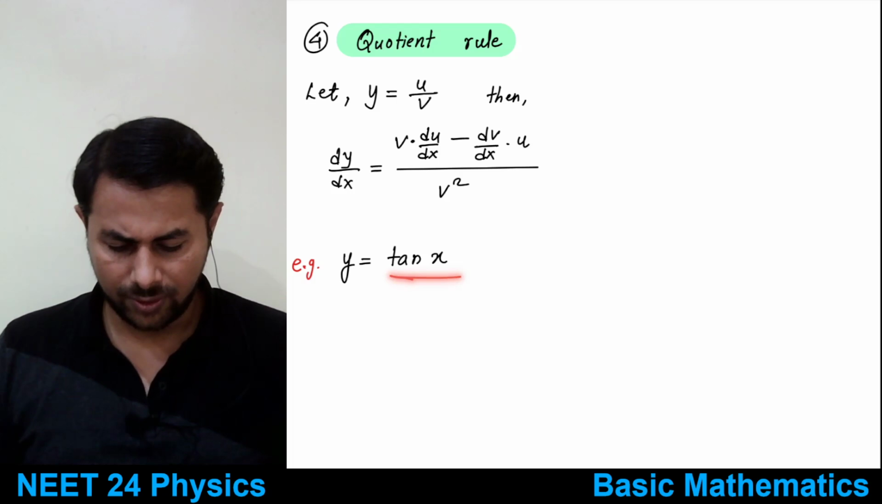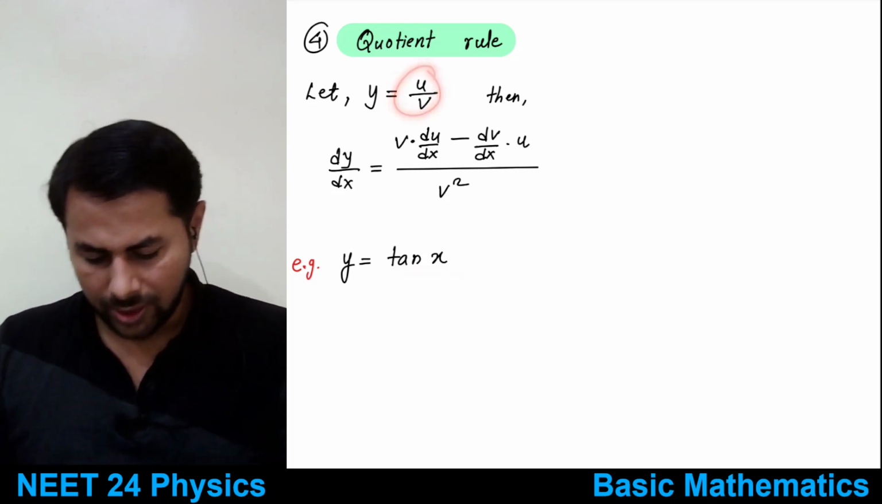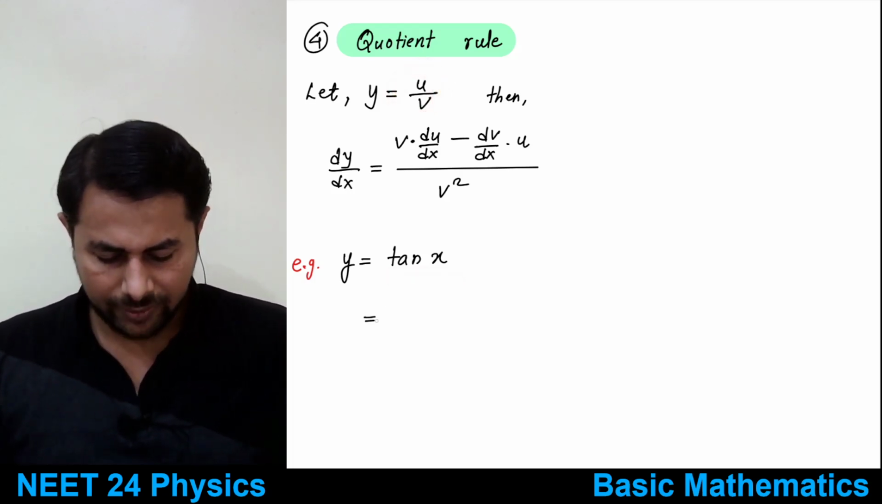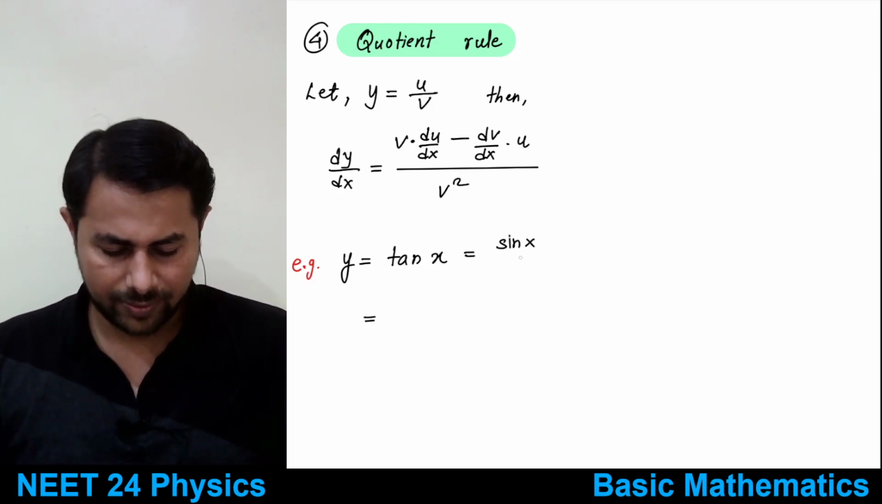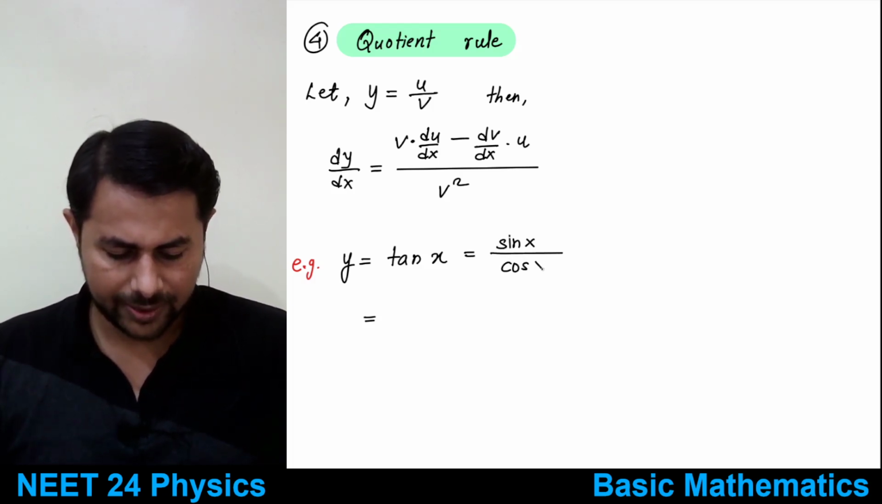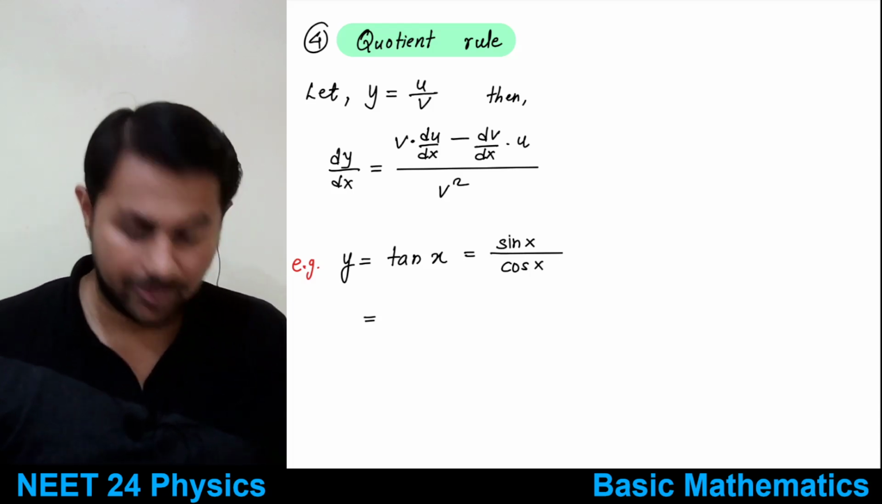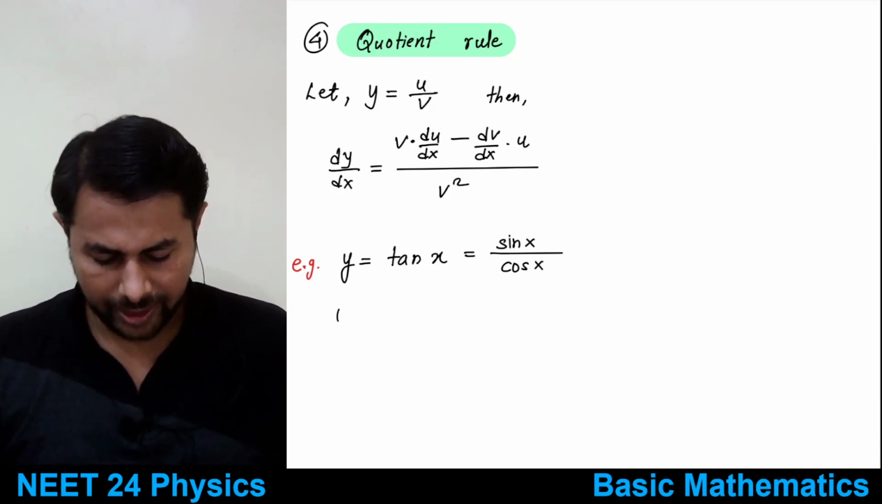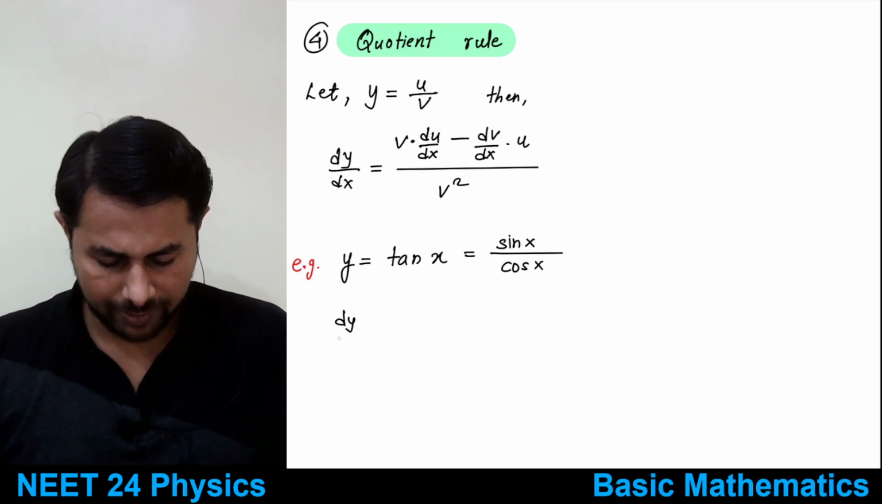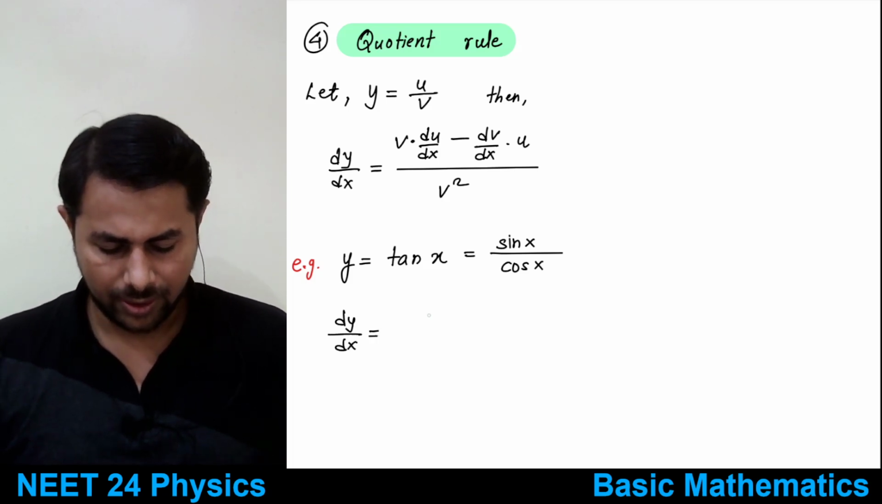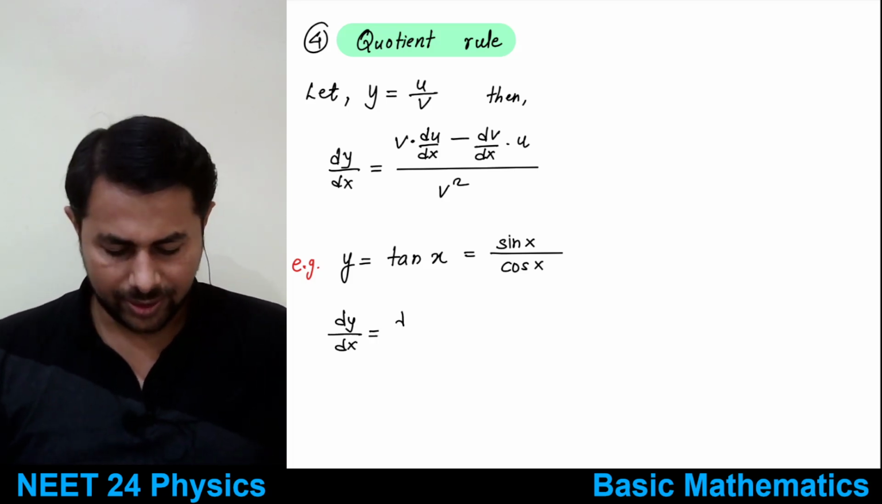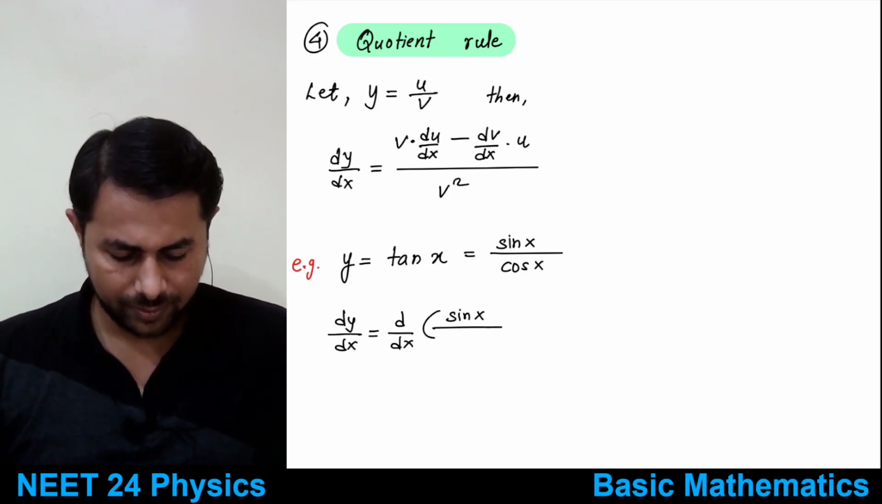Then let's take the derivative of the function tan x. We are learning the quotient rule. So tan x is equal to what? We know tan x is equal to sin x divided by cos x. Then what will be its derivative? So dy by dx is equal to the derivative of this thing, d by dx of sin x by cosine x.